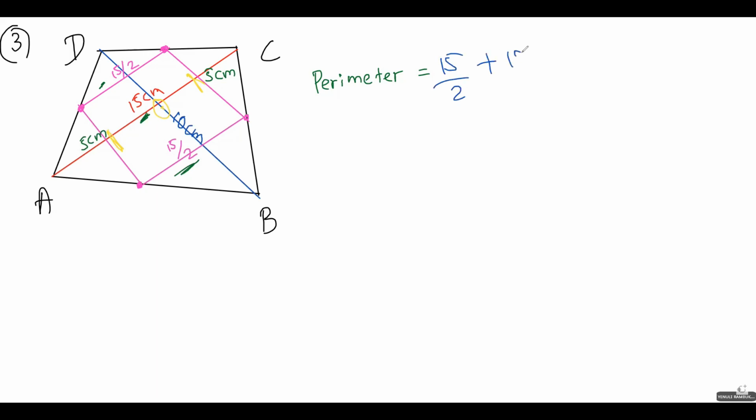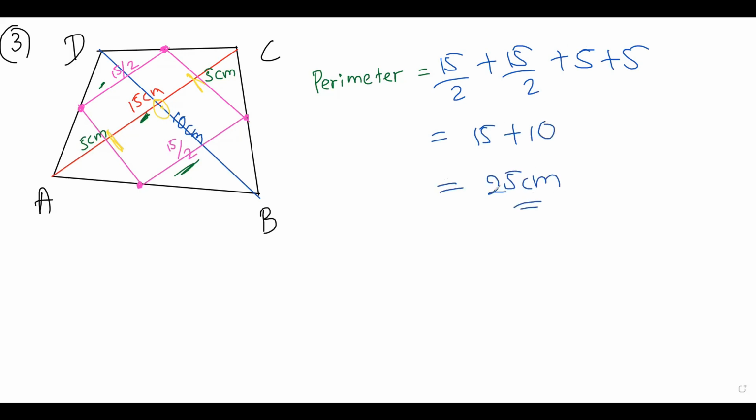There are two 15 divided by 2, and there are two 5s. 15 divided by 2, 15 divided by 2, 15. 5 plus 5, 10. Altogether 25. Half of 15, half of 15, full 15. Okay. Take like that. Half and half should be 1, no? Like that. Half of 15, half of 15, it should be 1.